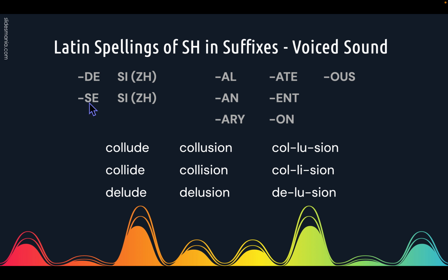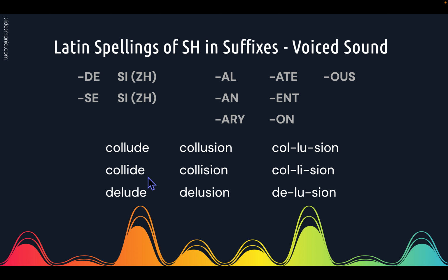There are some other words where SI instead of sh says the voiced sound of zh. These are words where the root ends in DE or SE. So if you have the verb collude and you want to turn it into the noun collusion, it's going to take on a zh sound rather than a sh sound. So we divide right here between the two consonants, collusion.